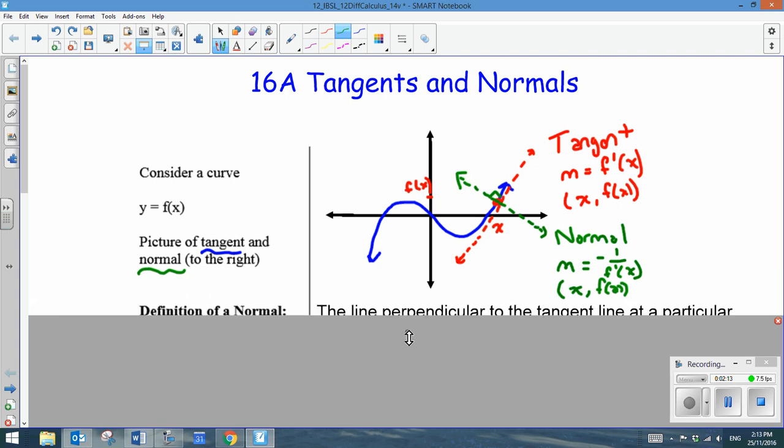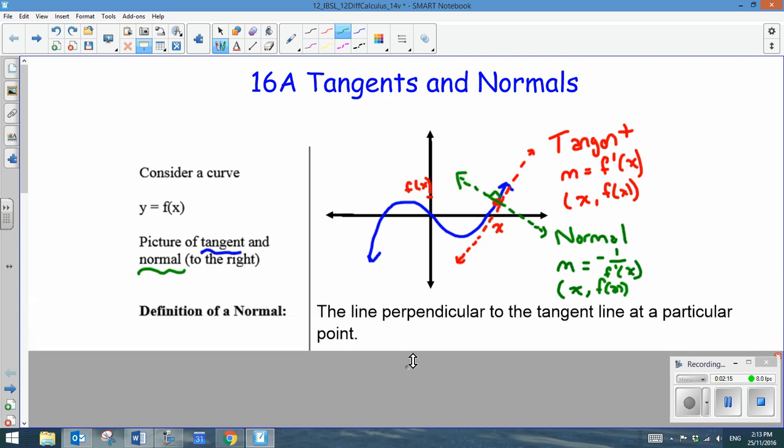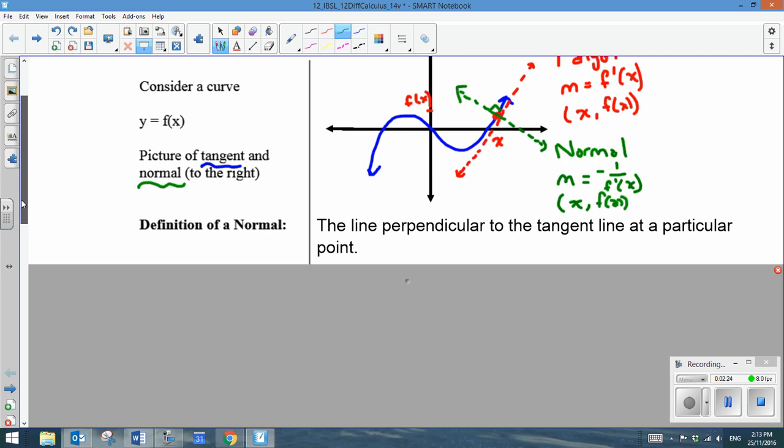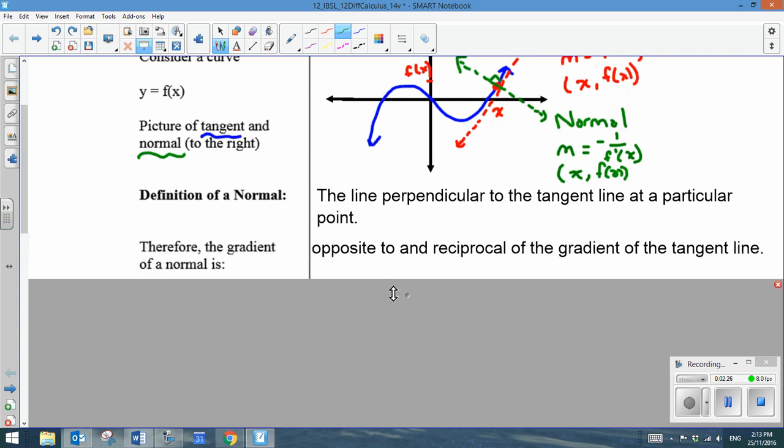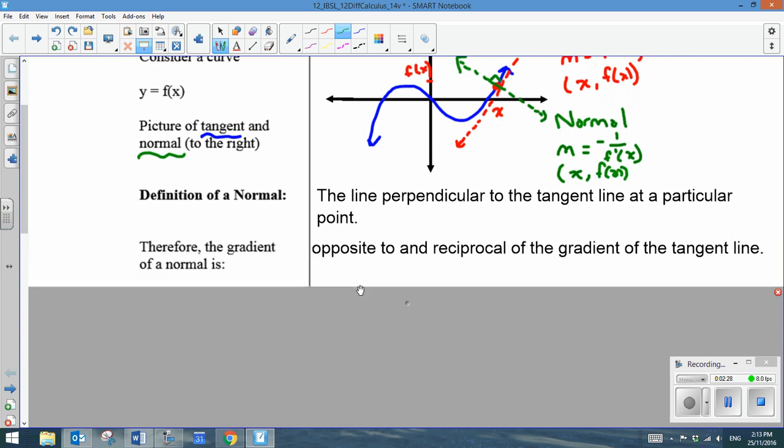So a few things to keep in mind. The first is that the definition of the normal line is it's a line that's perpendicular to the tangent line at a particular point that we're interested in. We also need to remember that the gradient of a normal line, since it is perpendicular, is going to be opposite, so changing from positive to negative, and reciprocal, meaning it changes from a over b to b over a, of whatever the gradient is of your tangent line.